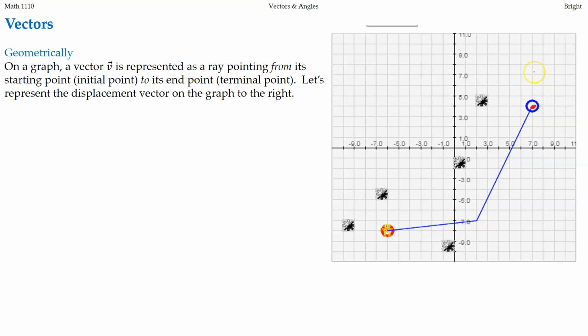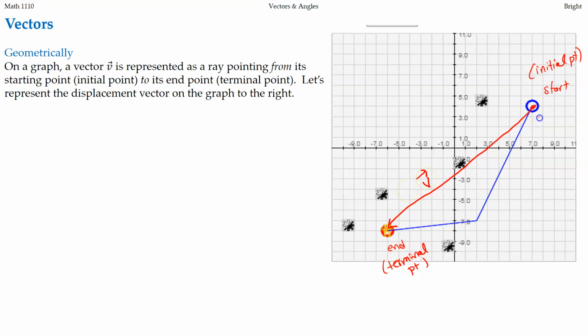We would begin here, so this is our start. I'm also going to call this the initial point, where you start, and then this is going to be the end, which is also called the terminal point. What the vector does is it extends from the starting to the ending point. We indicate that it's a ray with an arrow at the end, and then we give it a label of a vector v, and to indicate that it's a vector, we put a ray symbol on top of it.